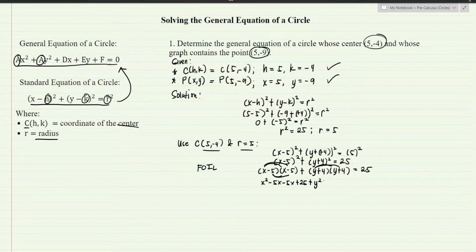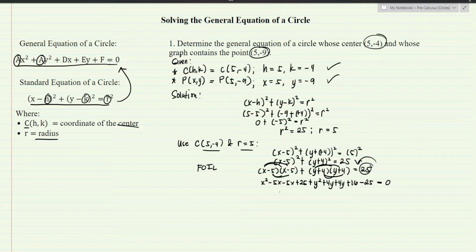Y times 4 is 4y. 4 times y is 4y also. And 4 times 4 is 16. So now that we've simplified the left side of the equation, we can transpose our constant term on the left side of the equation, thereby making it equal to negative 25. Then equate our equation to 0.